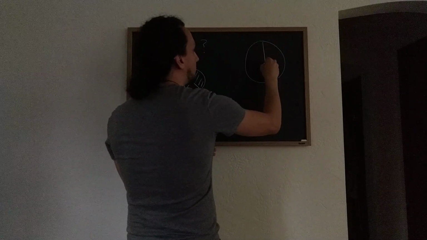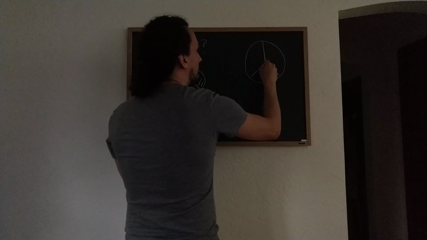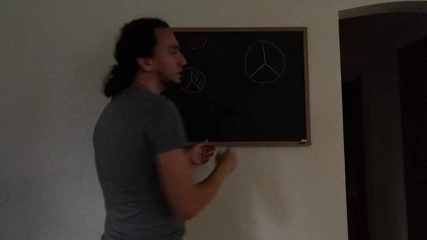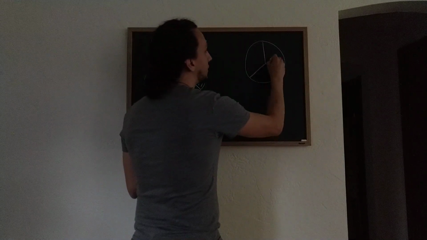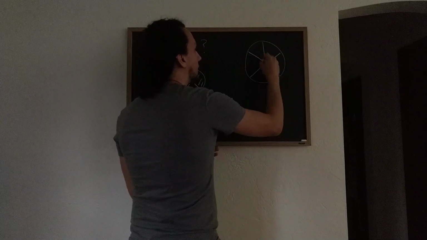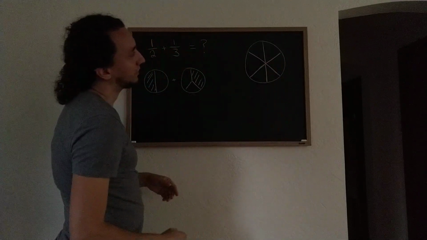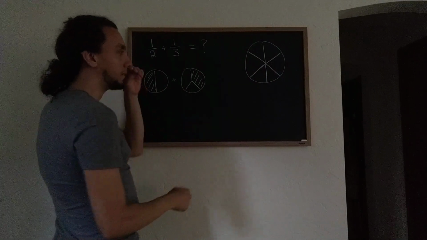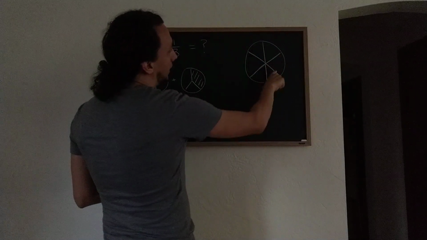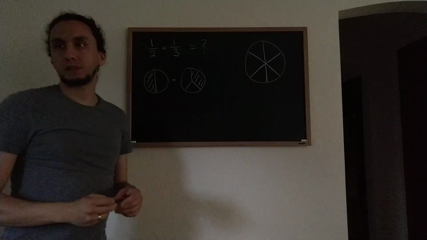Here we have my picture of dividing the circle into thirds, right? But imagine what happens if I divide each third in half. These are supposed to all be the same size because my circle's a little bit funny, right? How many pieces is my circle split into now?